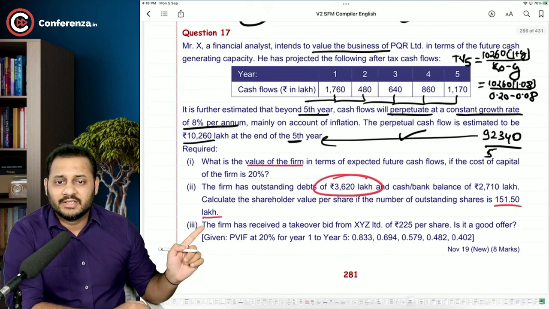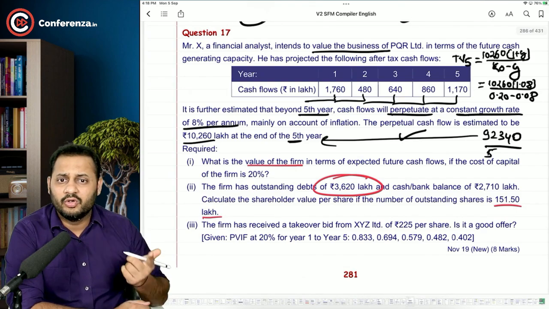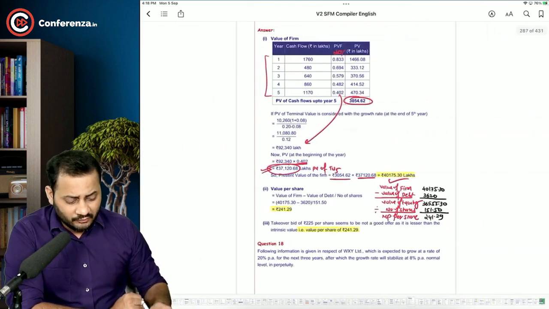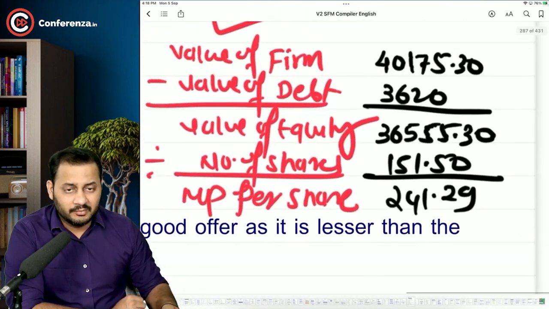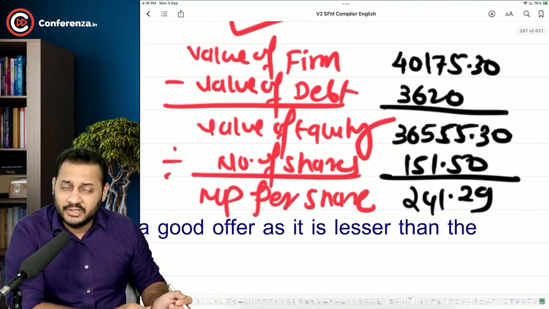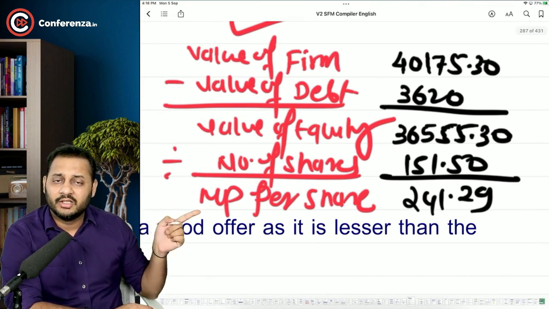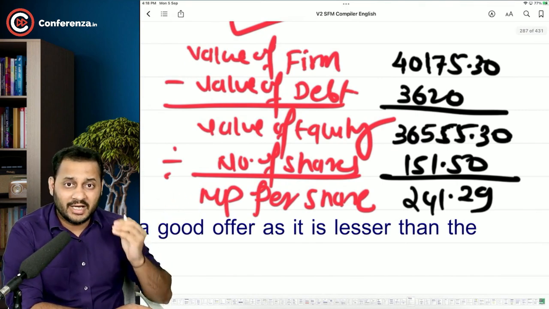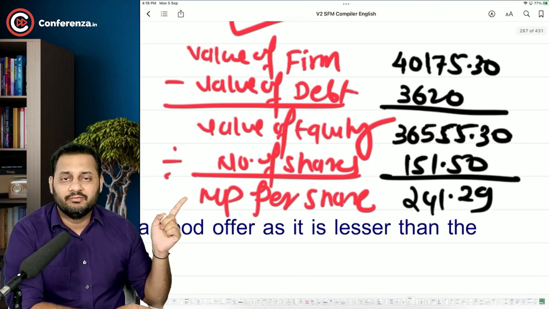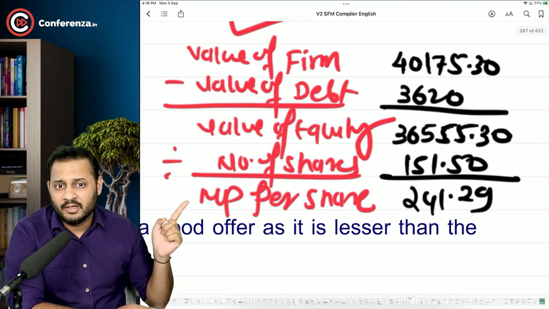The firm has received a takeover bid from XYZ Limited of 225 rupees per share. Is it a good offer? No, it's not a good offer. Someone wants to buy our company by paying 225 rupees for every share, where our market price is coming to 241. Someone should at least pay this much if they want us to get convinced for selling the company.